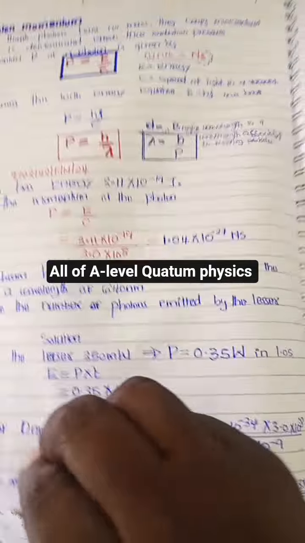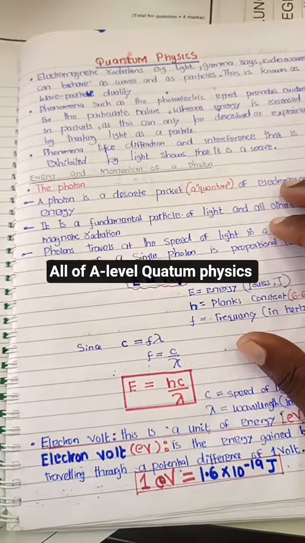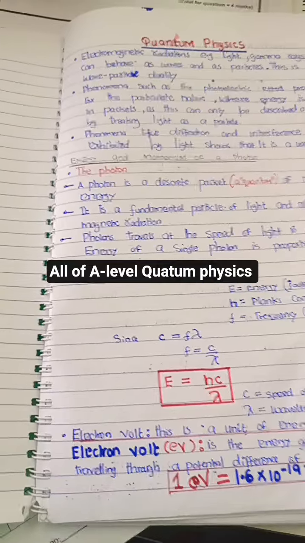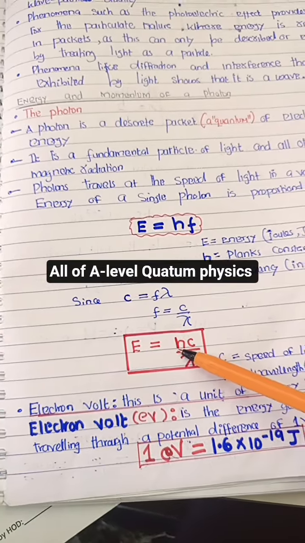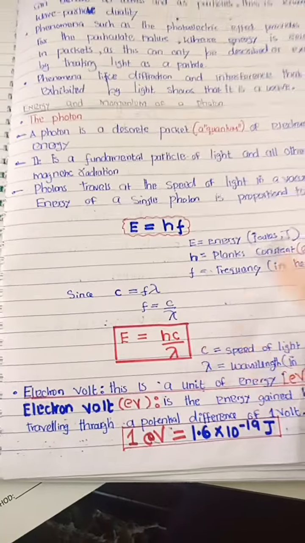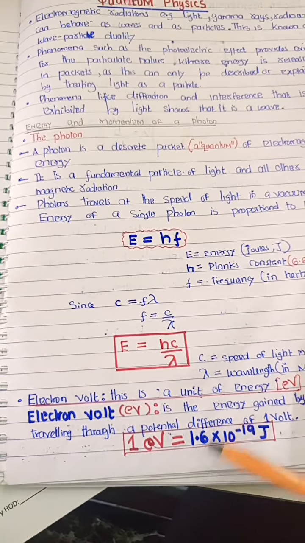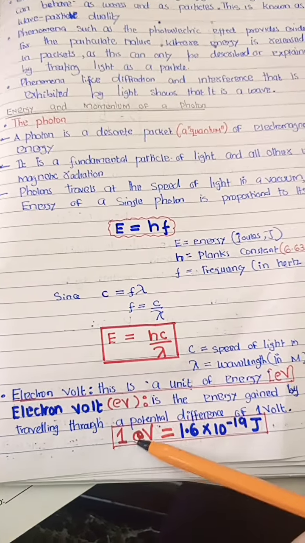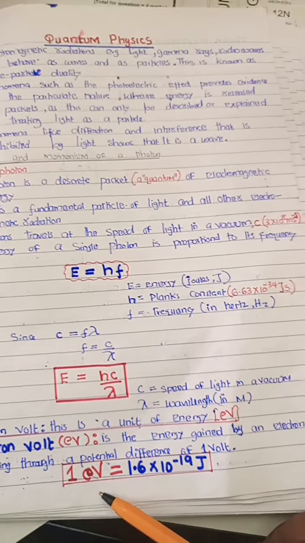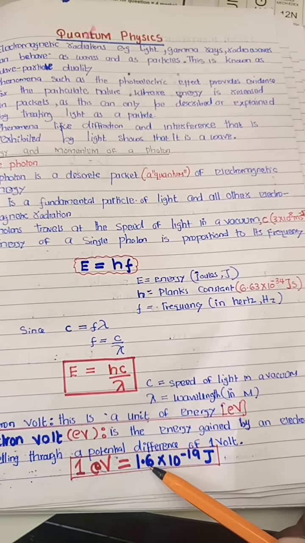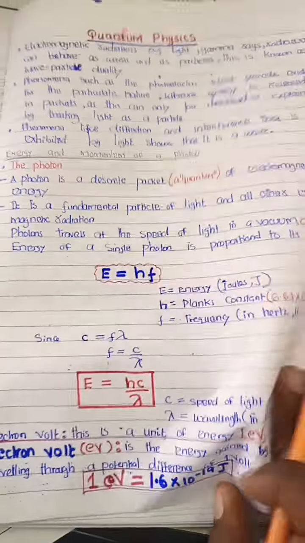Under this concept of quantum physics, you need to understand that the energy of a photon is given by hf, which can also be given as hc over lambda. And also you have to know that energy can be given in terms of electron volts, whereby 1 electron volt is equal to 1.6 times 10 raised to the power negative 19 joules.